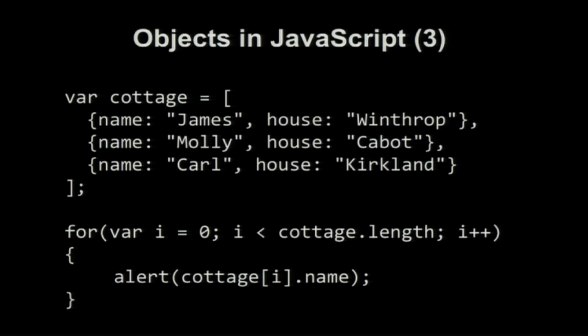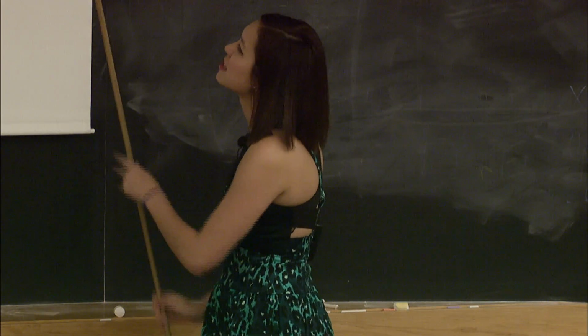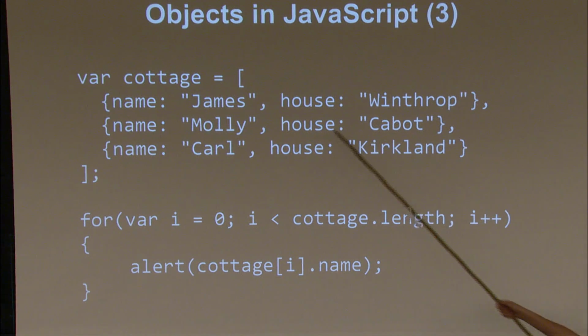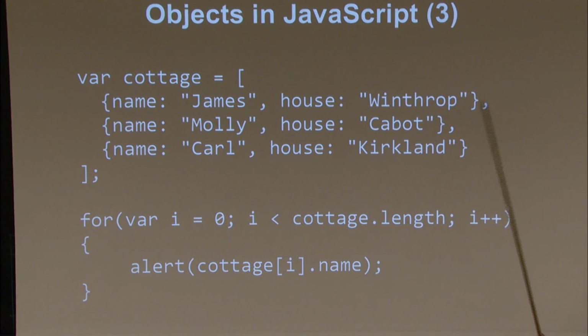All right, so we have another one. In this case, we have an array of objects. Just like an object can have an array in it, we can also have an array of objects. This might be useful to think about similar to how we had a hash table, where we had an array of all these different types of structs that were pointers to different nodes. But in this case, we just have an array of objects. So this is like an array of associative arrays. The first element would be the object with the name James and House Winthrop.